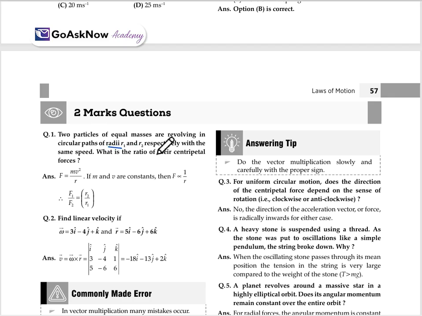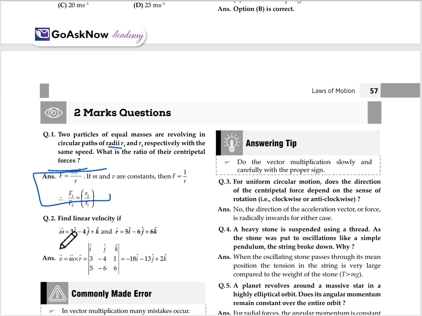Two marks question. We have two particles of equal masses revolving in circular paths of radii r1 and r2 respectively with the same speed. What is the ratio of the centripetal forces? F is equal to m v square upon r. m and v are constant, then F is directly proportional to 1 upon r. Now F1 upon F2 is equal to r2 upon r1. This is for the two particles having equal masses, so this is the ratio of the centripetal forces.